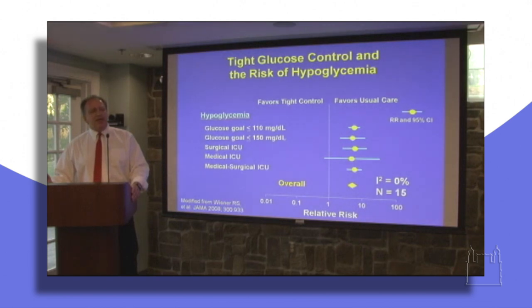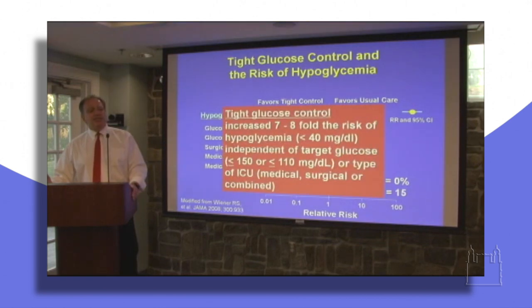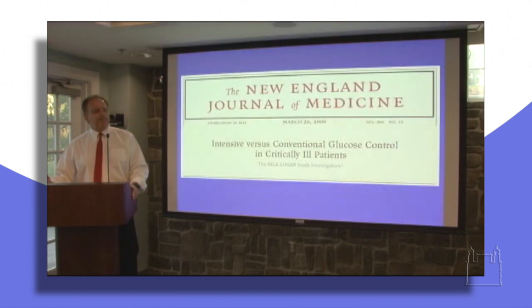It's consistent. And the big risk of this treatment of tight glucose control was hypoglycemia. And we're talking about serious hypoglycemia. There's a 7-8-fold increased risk of hypoglycemia, sugars less than 40, independent of the target glucose, in terms of a medical or surgical or combined intensive care unit.